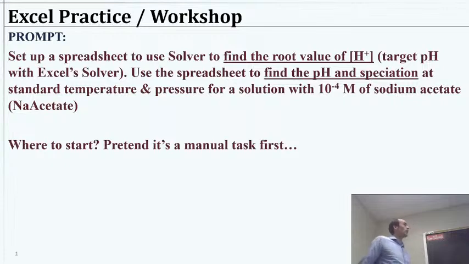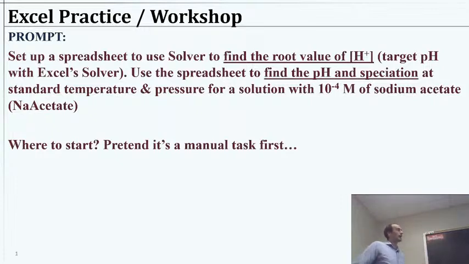So I'm giving us this prompt. To set up an Excel spreadsheet to use Solver to find the root value of H plus concentration. Of course, we're going to target the pH because the log scale is going to make it a lot easier. If we change the pH instead of H plus, instead of going from 10 to the minus 14 all the way up to 1 moles per liter, we're going to go from 0 to 14. So 14 numbers instead of that huge expansive range, 14 orders of magnitude. There's just a lot of numbers to guess in between if we were guessing at the H plus.